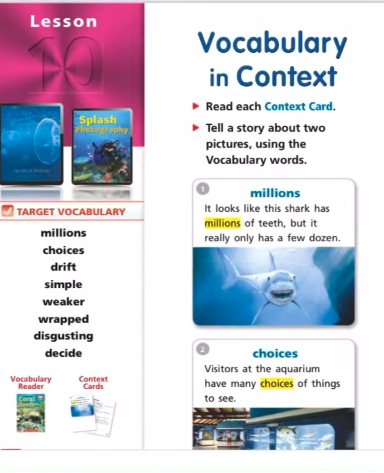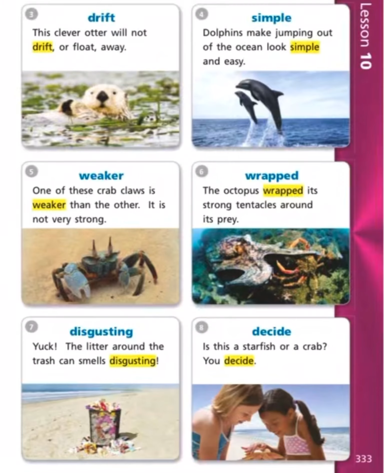Millions. It looks like this shark has millions of teeth, but it really only has a few dozen. Choices. Visitors at the aquarium have many choices of things to see. Drift. This clever otter will not drift or float away. Simple. Dolphins make jumping out of the ocean look simple and easy.